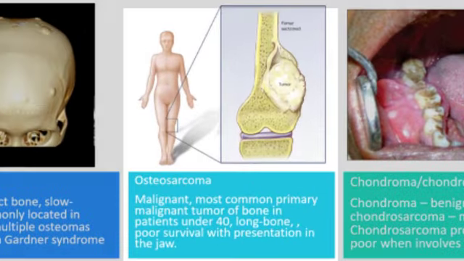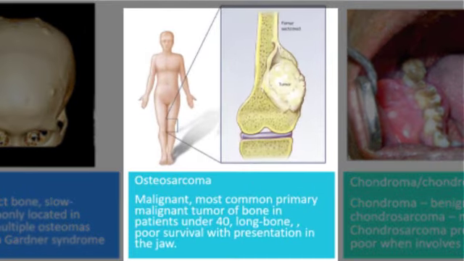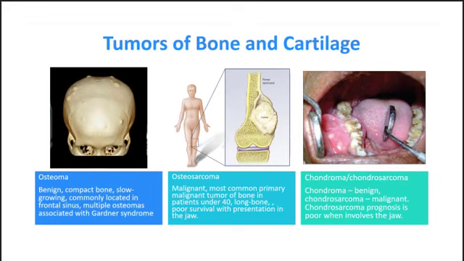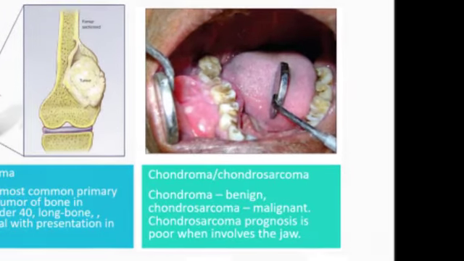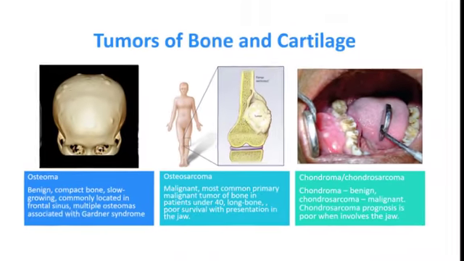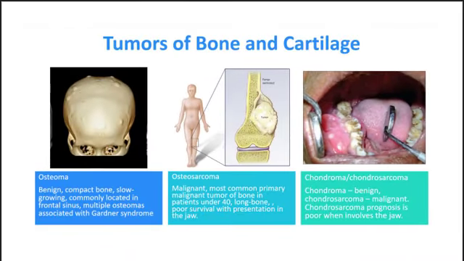An osteosarcoma, on the other hand, is a malignant tumor of bone. This is the most common primary malignant tumor of bone in patients under 40. So this one affects younger people. Often this tumor does present in the long bones of the leg. When it does present in the jaw, however, the survival rate is very poor. Now, similarly, a chondroma is a benign lesion of cartilage versus a chondrosarcoma, which is a malignant lesion. A chondrosarcoma also has a very poor prognosis when it is associated with the jaw.